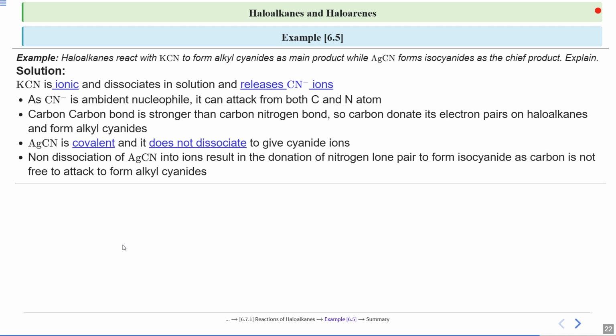So this is the main reason why, when you react haloalkanes with potassium cyanide, you get alkyl cyanide as your major product after the carbon-carbon bond. But when you use silver cyanide in place of potassium cyanide, you get isocyanides as your major product.